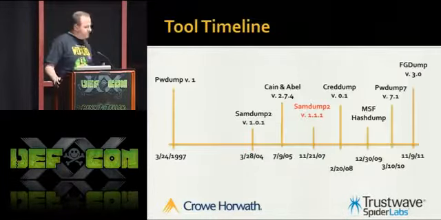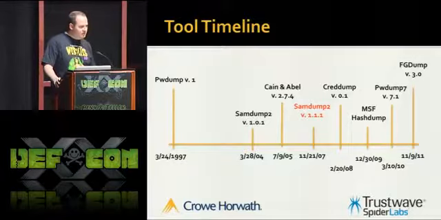So when we look at this from a timeline perspective, now that we saw the relationship, I want to quickly go through where we started. This actually reaches all the way back to 1997. PWDump version 1 was released then. And there are actually quite a few tools that were introduced in between that time frame. But then SamDump was released in 2004. We had Cain and Abel start doing this method in 2005, and then in 2007 there was something really cool that happened.